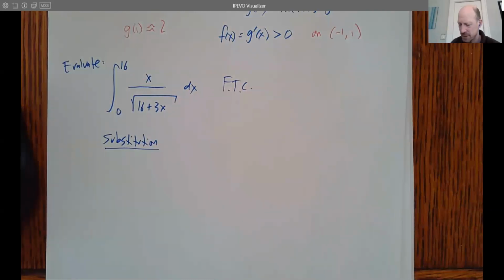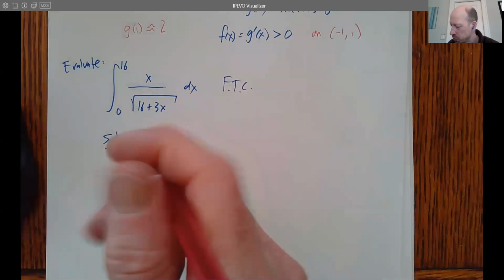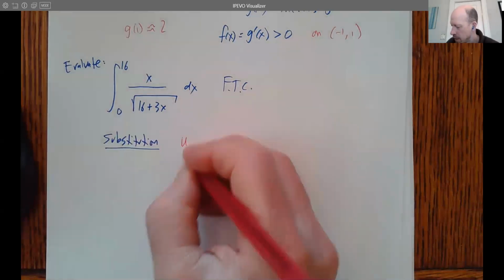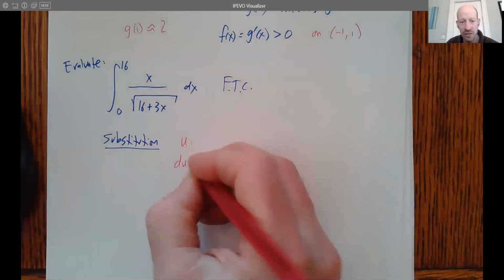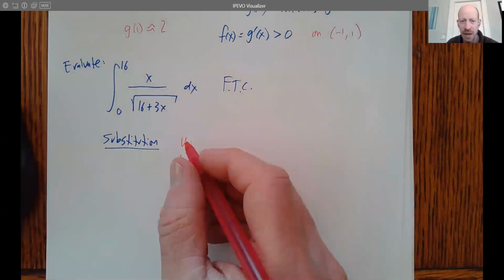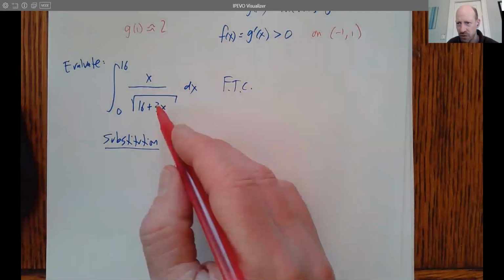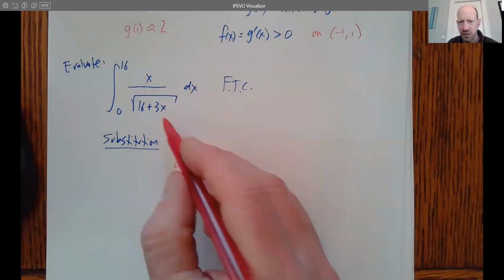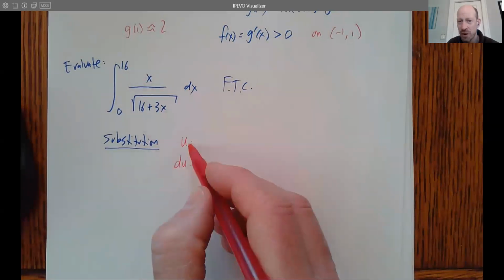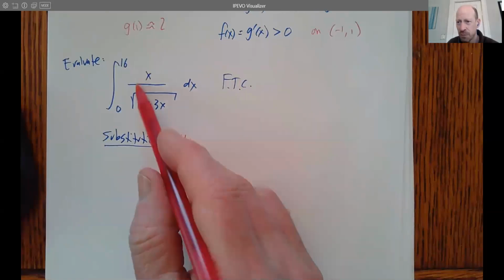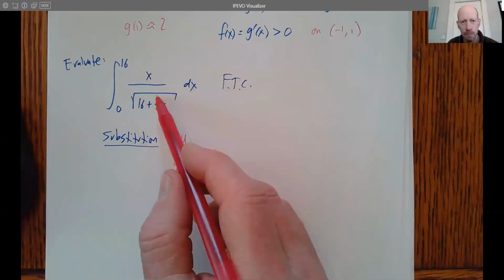When I look at this, I'm looking for a u, and then whatever that u is, its derivative is du. And I'm looking for a relationship within the parts of this problem, where if I pick something as a u, then its derivative should also somehow be in the problem, okay?